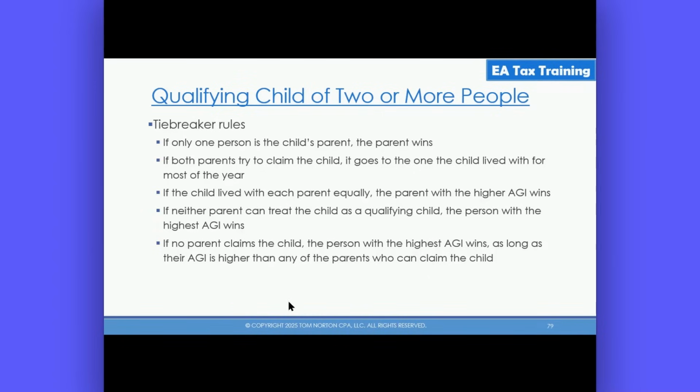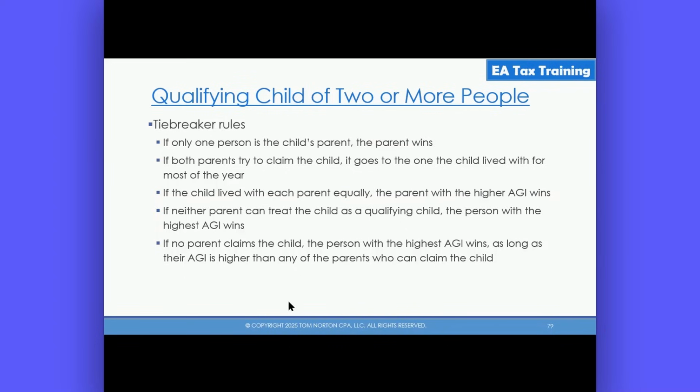First of all, if only one of the people is the child's parent, then the parent wins. So maybe you've got a parent the child qualifies for and a grandparent on the other side that the child qualifies for. The parent would be the one that gets to take the child in that instance. If both parents try to claim the child, then it goes to the one that the child lived with for most of the year. So we already talked about this. It goes to the custodial parent. However, what if the child lived with each parent equally? Well, in that case, it's the parent with the higher adjusted gross income. So the higher AGI wins in that case if both parents qualify. They both had the child equally.